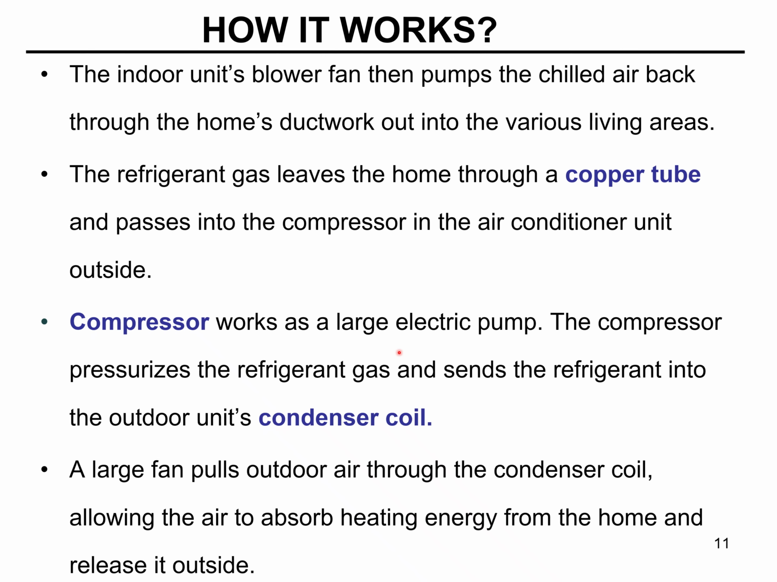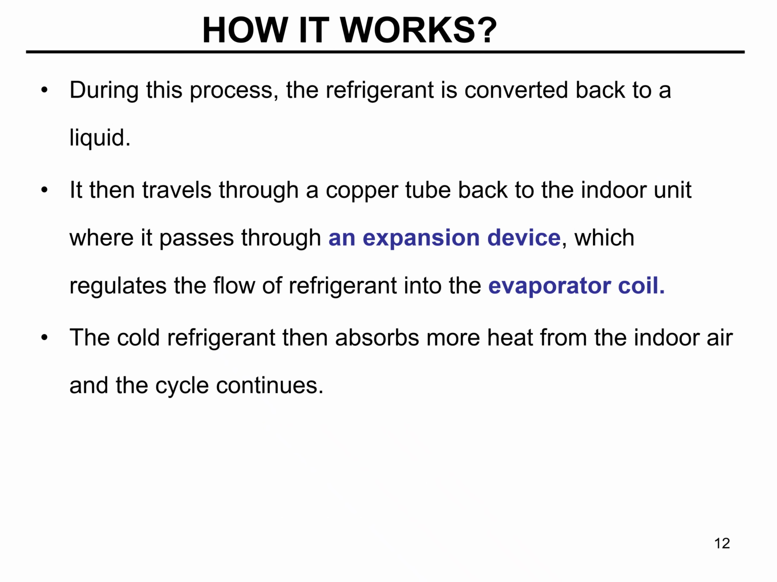The compressor works as a large electric pump. The compressor pressurizes the refrigerant gas and sends it into the outdoor unit condenser coil. From there the gas comes into the condenser. A large fan pulls outdoor air through the condenser coil, allowing the air to absorb heat energy from the home and release it outside. So this is the overall structure.